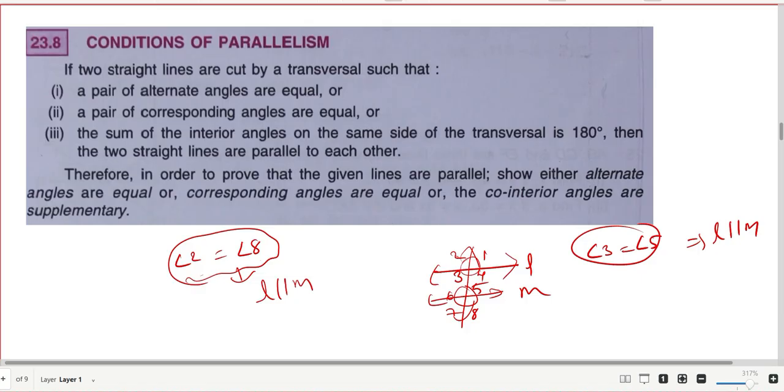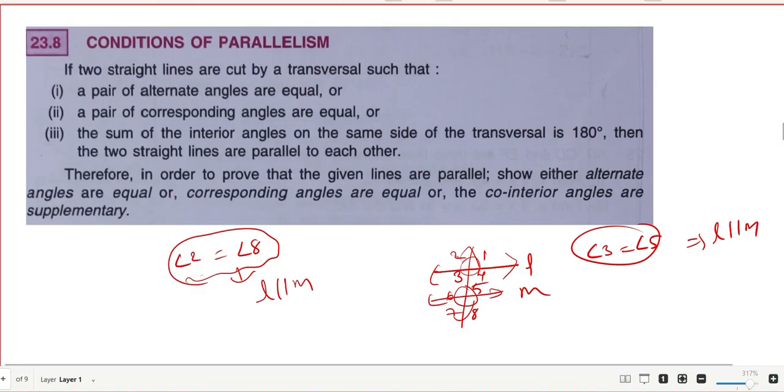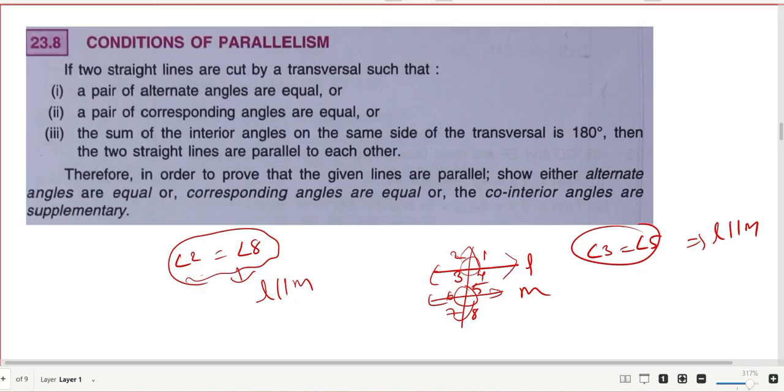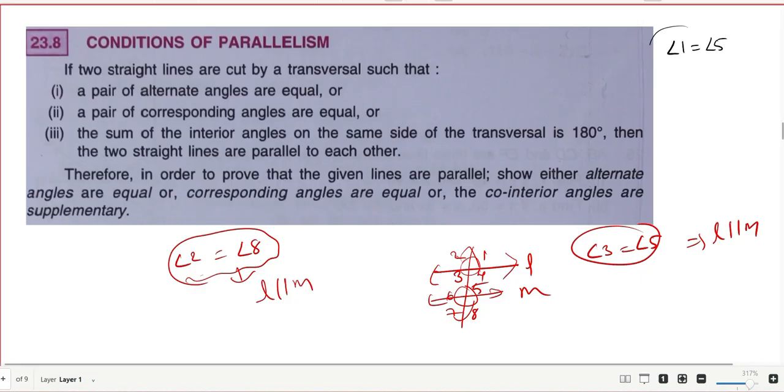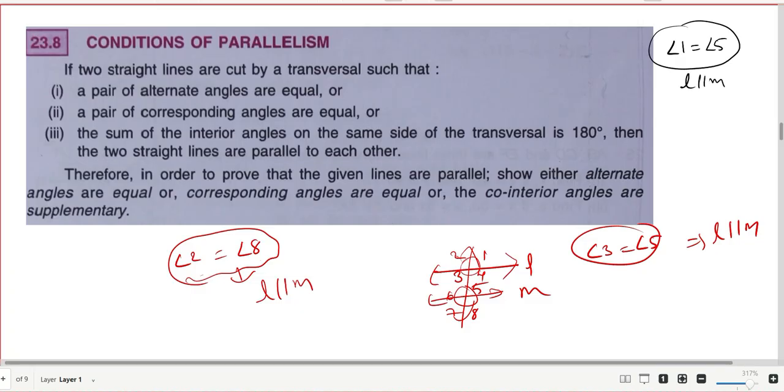And we have the second condition, that is, a pair of corresponding angles are equal. That means in order to prove two given lines are parallel, if you are able to prove one pair of corresponding angles are equal, like angle 1 is equal to angle 5, then immediately we can say that line L is parallel to line M.